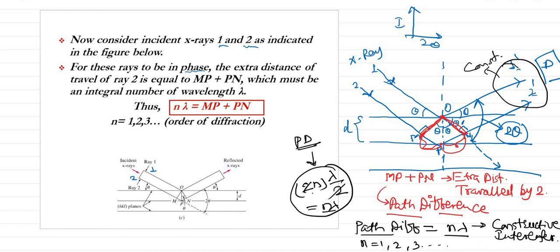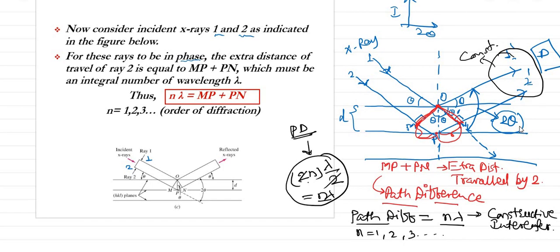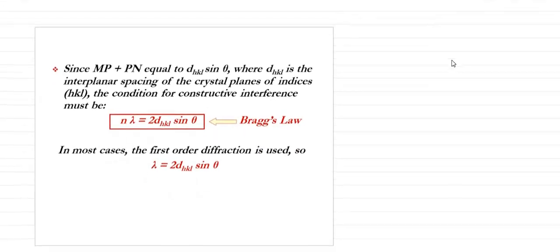Now we got this condition, path difference must be n lambda. But we can find the exact path difference from the diagram. Now we'll move towards the last slide.